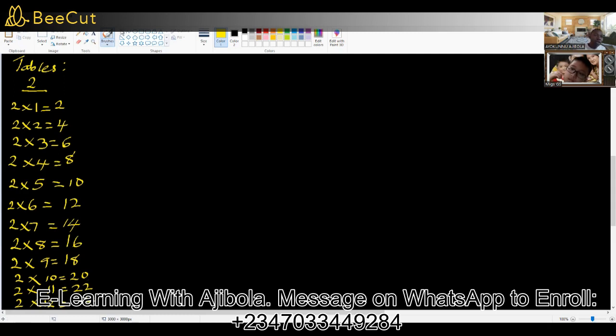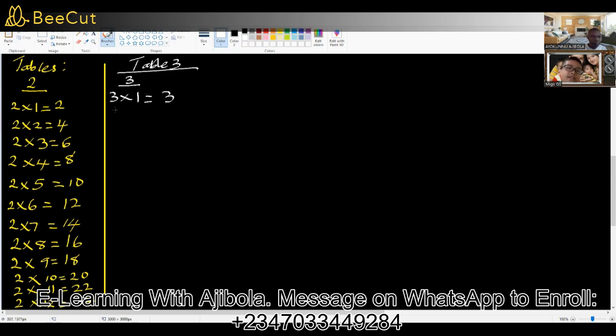So if you have known how to get this, then you will know how to get the next one, which is table 3, okay? Fine, so let's go to table 3. 3 times 1 is 3, okay? Now, 3 times 2, just add 3 to that answer, and that is 6, okay? So what do you think 3 times 3 will be? Just add 3 to the previous 6.